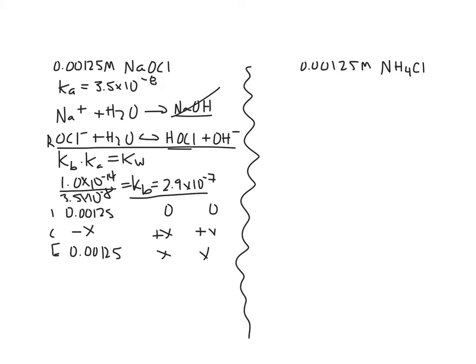So we see the same setup that we've been seeing, but since this is forming hydroxide, we're going to use the equilibrium expression Kb. So my two products, X and X, over my initial concentration. So X squared over 0.00125 minus X, which should be equal to my Kb, which I just solved for, 2.9 times 10 to the negative 7. So I solve for X, and when I do, I get 1.9 times 10 to the negative 5.